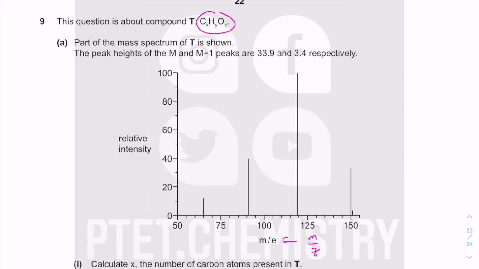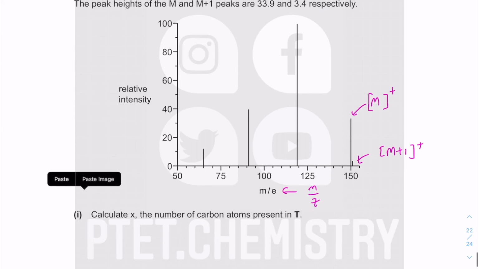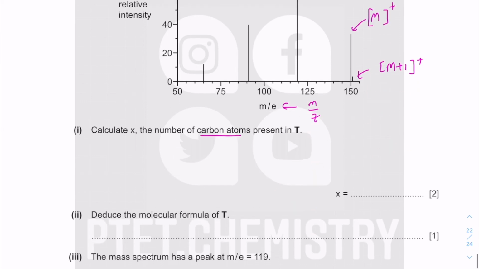We have a peak height of M and M plus 1 of 33.9. So this is M, actually M plus, because it's cationic, because it's charged. And then this is M plus 1, plus because it's cationic again. Let's mention that. So how do you work out x, which is the number of carbon atoms?